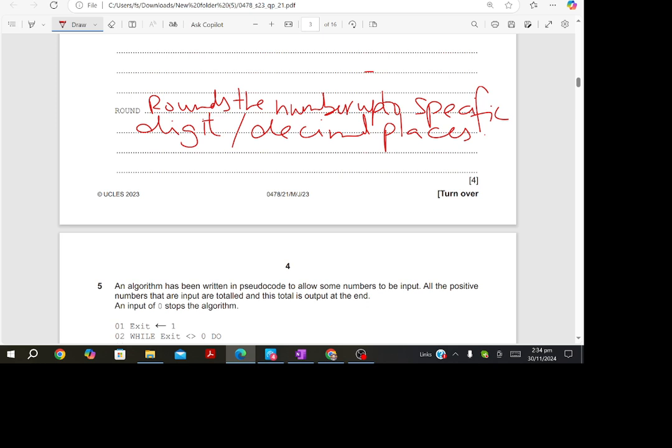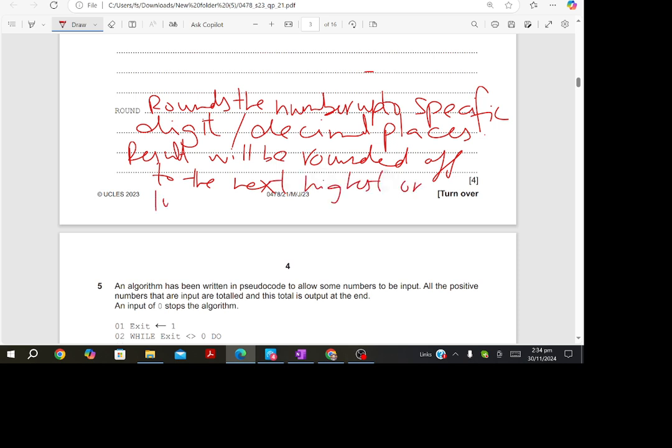Yes, result will be rounded off to the next highest or next lowest number. For example, if the value is 5 or greater, then obviously it is going to go for the upper bound, that is the next value, and if it is less than 5, like 4.3, then it will round it to the lower part.